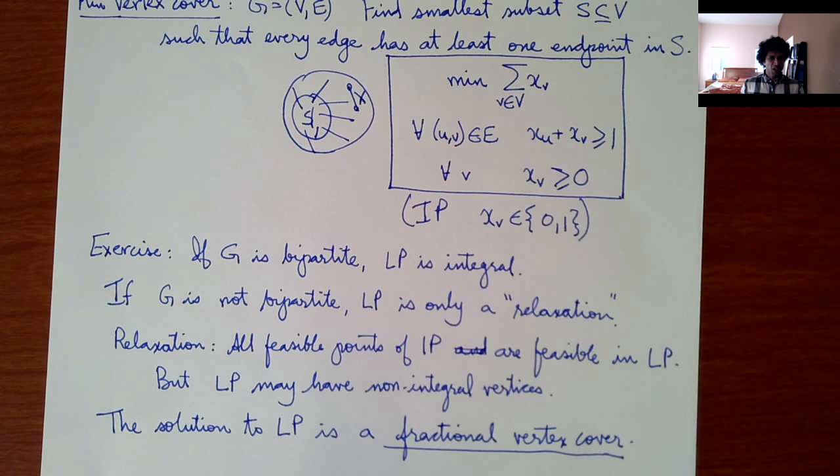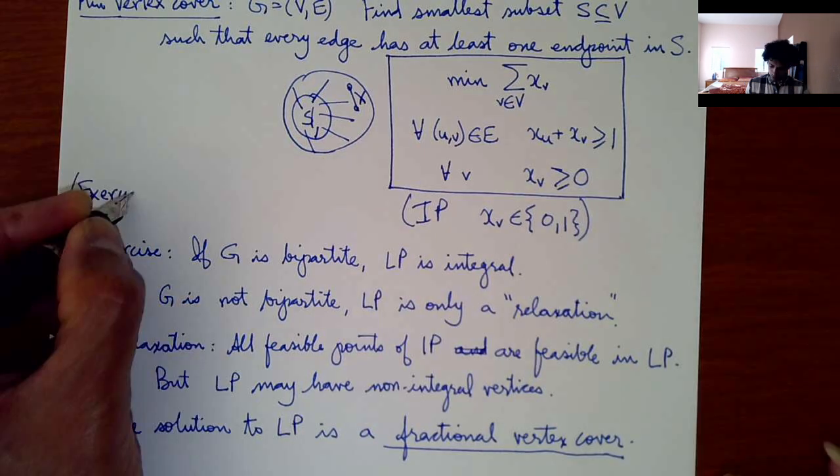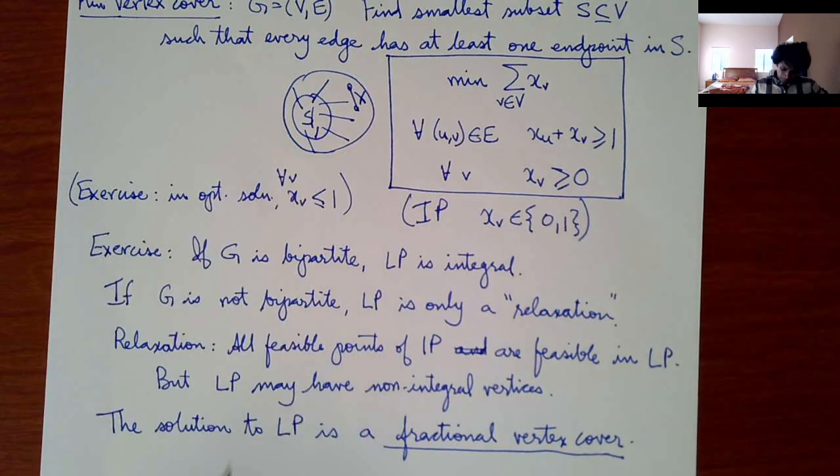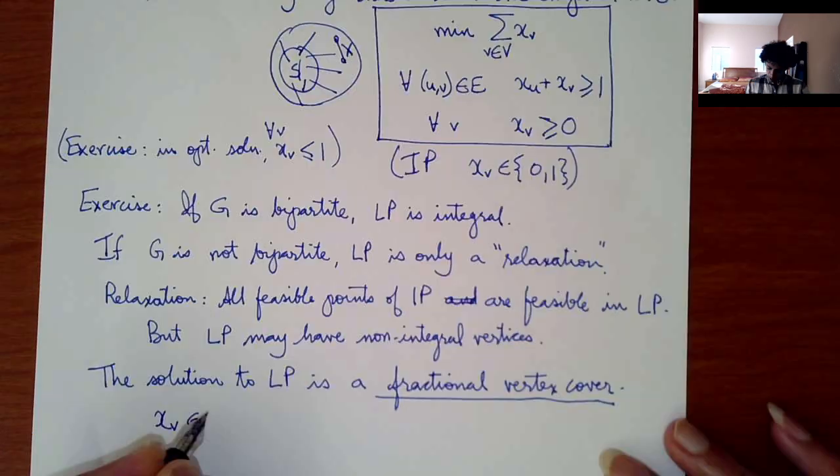So think of xv as the fraction of the vertex you're picking. And as another exercise that I will state here, you can argue that in an optimal solution, xv is actually going to be less than or equal to 1. You don't even need to put that constraint explicitly, because if xv is strictly greater than 1, then you can always reduce it and maintain feasibility. So xv is something between 0 and 1, and it's like taking a fraction of a vertex.